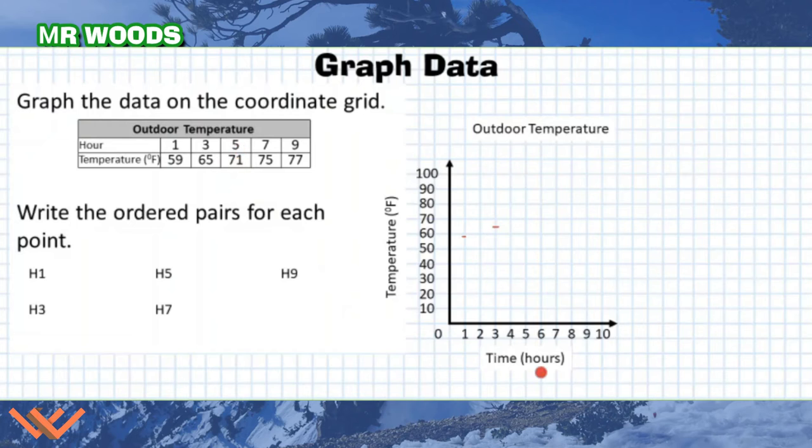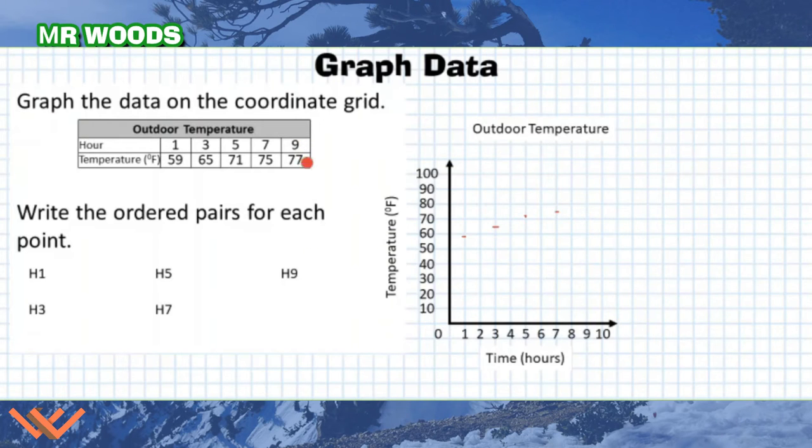Hour 5 is 71, so 5 is here. 10, 20, 30, 40, 50, 60, 70, and 1. 71 is just above it. Let's just try it right about there. So we're going to go here to 5 and go up 10, 20, 30, 40, 50, 60, 70, and 1 is just right above it right there. Now, hour 7 is 75. Go over here to 7, 10, 20, 30, 40, 50, 60, 70, and then there's that 75 mark right there.